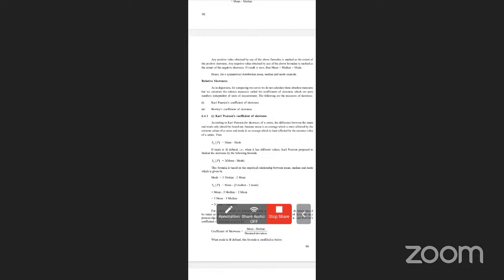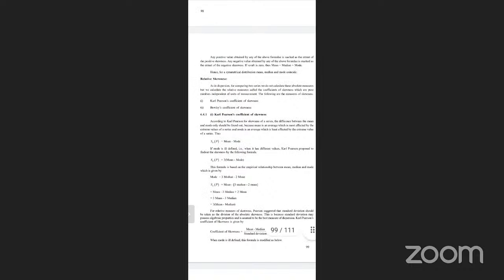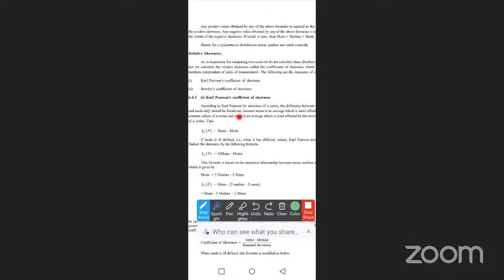Whereas for relative measures of skewness, when we are comparing two series at a time, we need an alternate procedure. In a dispersion for comparing two series, we do not calculate these absolute measures, but we can calculate the relative measures called the coefficients of skewness, which are pure numbers independent of units of measurement. The following are the measures of skewness. Number 1 is Karl Pearson's coefficient of skewness. Okay, so this is the most important. Second one is Bowley's coefficient of skewness.